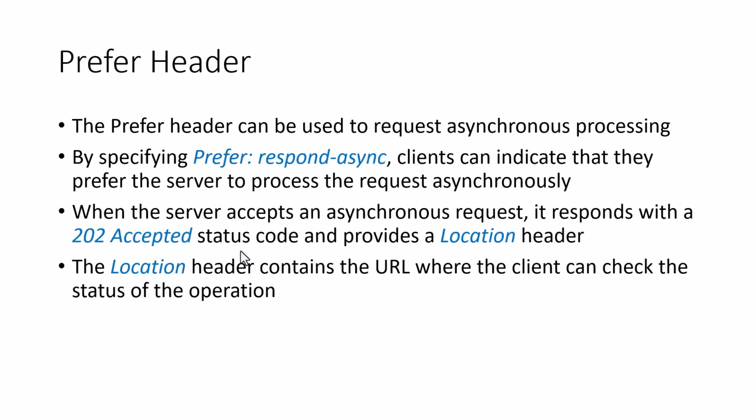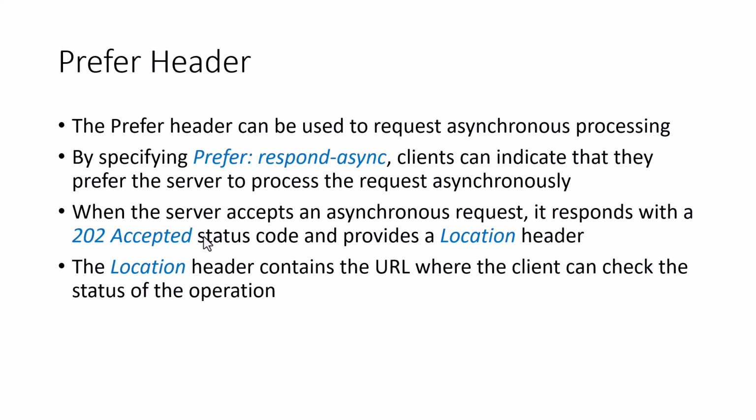And the way it works, you can do it in a couple of ways, but the preferred approach is you supply the Prefer header. You have the value respond-async. So the clients can tell the server to process the request asynchronously. And what the server can do is accept the asynchronous request and immediately respond back with a 202 Accepted status code.